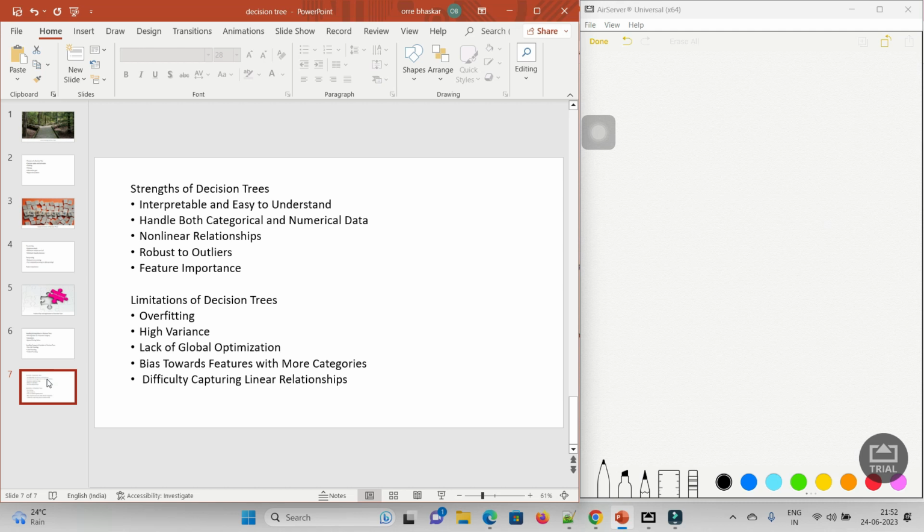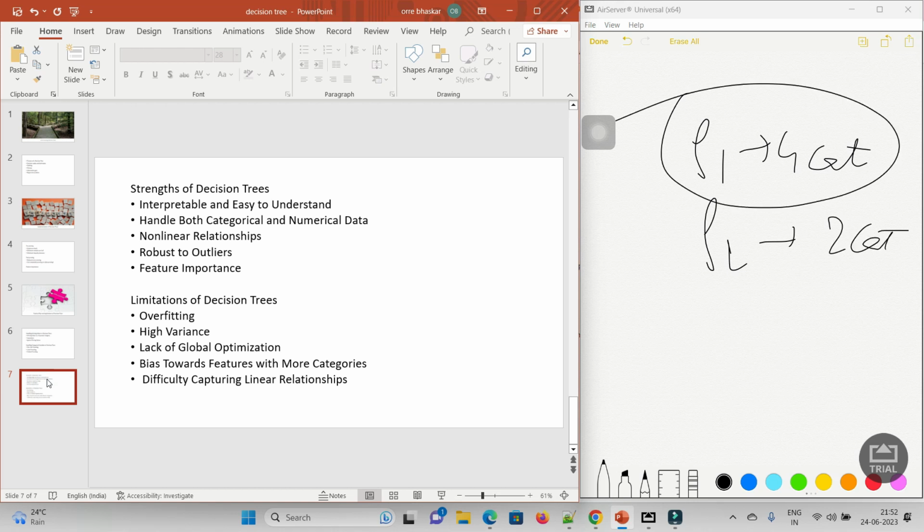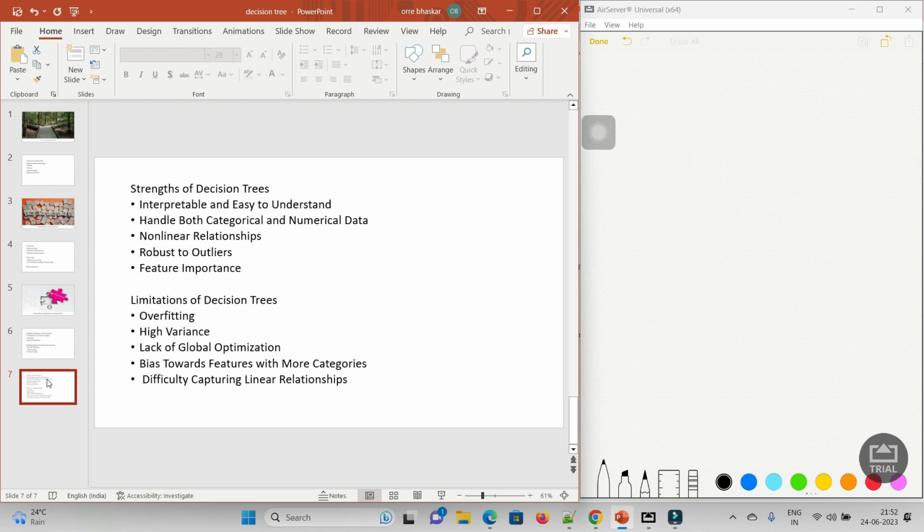So that's one issue. Next is bias towards features with more categories. Assuming there are two features, feature one and feature two. It has four categories and it has two categories. So it's biased towards feature one. Yes, we can tackle this by using different techniques. Instead of using information gain, we can use Gini index and some other techniques. Okay. So next limitation, difficulty capturing the linear relationships. It can easily capture the non-linear relationships, but it has difficulty capturing the linear relationships. So that's one limitation.